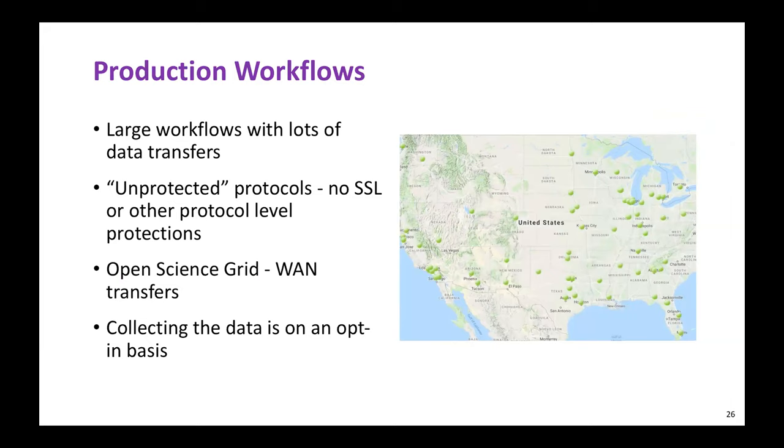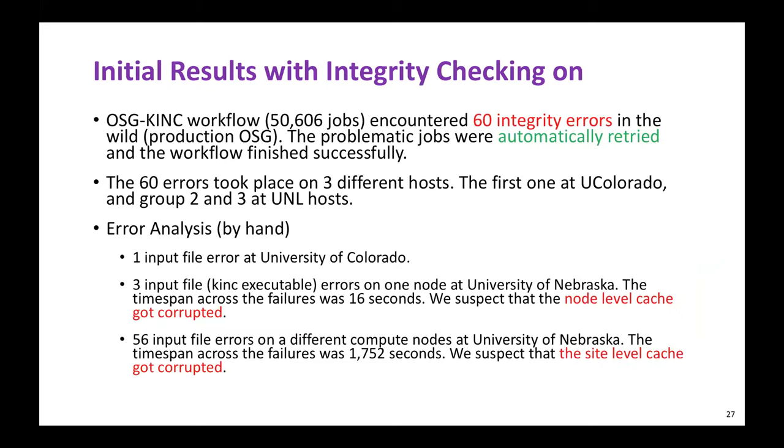We are of course collecting data on an opt-in basis, and we wanted to check whether these integrity errors do happen in the real world or not, right? Whether it's a needle in a haystack or not. So it was a learning experience for us throughout the project. When we ran the OSJ kink workflow with integrity checking on, we found out very early on that there were about 60 integrity errors that happened. Fortunately, for all those errors, the problematic jobs were automatically retried by Pegasus, and the workflows finished successfully.